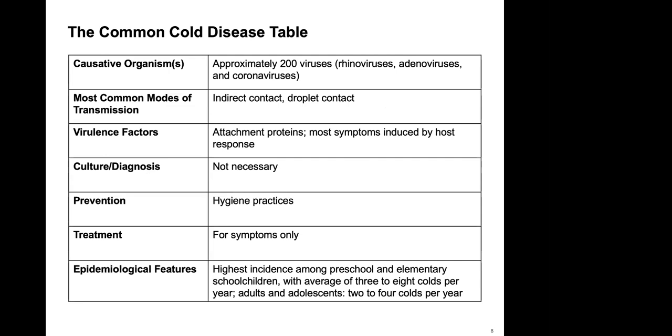So here's the table that sort of goes over the common cold. Again, approximately about 200 different viruses, primarily your rhinoviruses, adenoviruses, and coronaviruses. And the best preventive here is hygiene practices.